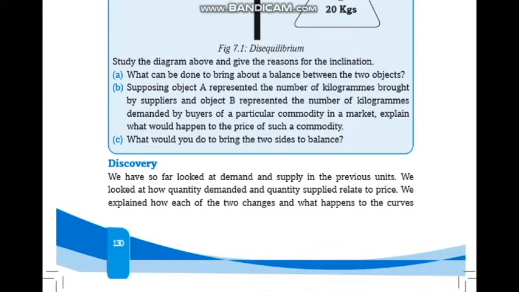Number B, you are going to suppose that A represented the number of kilograms brought by suppliers, and object B represented the number of kilograms demanded by buyers of a particular commodity in a market. Now, explain what would happen to the price of such commodity.